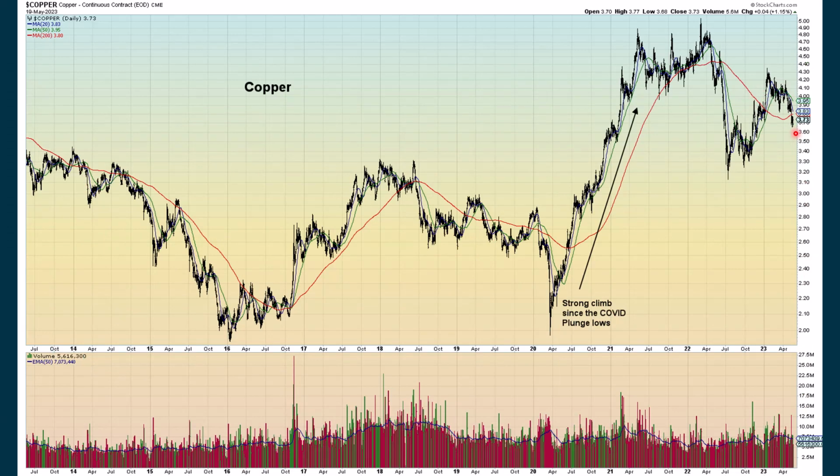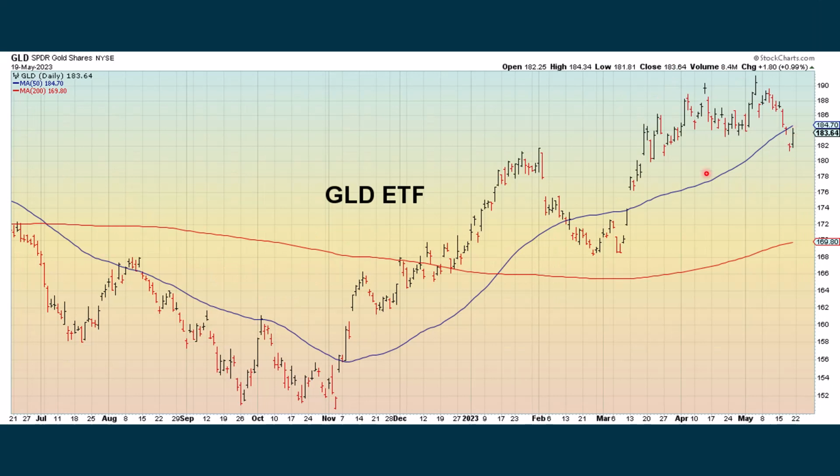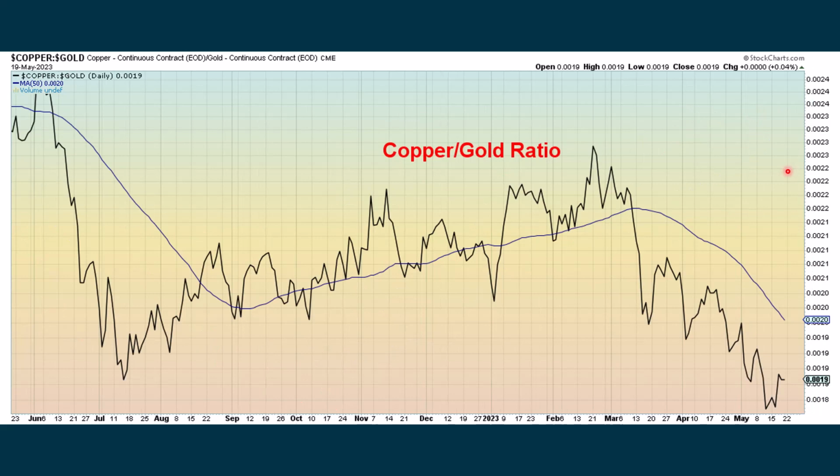We call this Dr. Copper. When copper's going up, that generally means better economic times ahead. When copper starts to go down, just the inverse of that is usually considered true. Gold continues to be in an overall uptrend, even though it has been falling back lately. And here's a copper to gold ratio showing how copper is really underperforming gold.